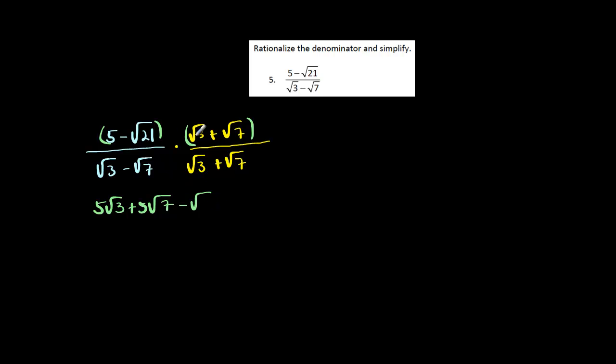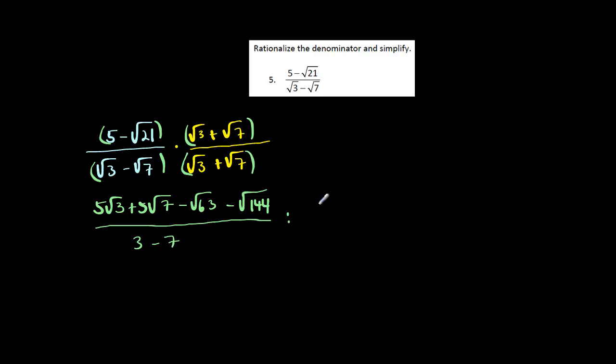So negative root 21 times root 3 is root 63. Negative root 21 times root 7 is negative root 144. For the denominator, we have conjugates. So root 3 times root 3 is 3. Negative root 7 times root 7 is negative 7. We only have to do F and L because they're conjugates here.